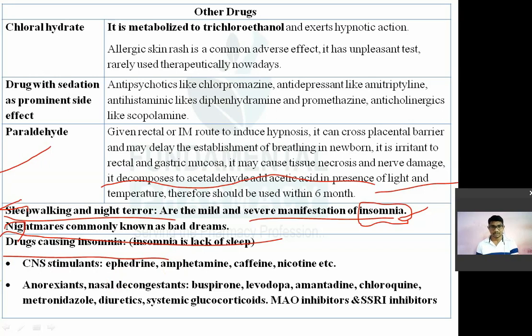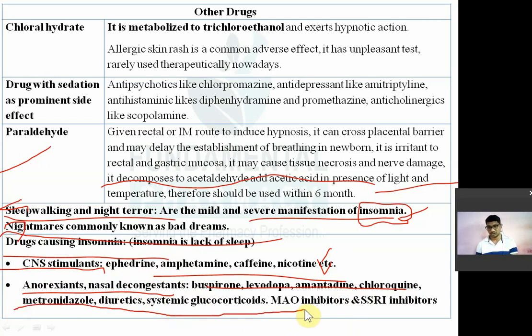So what are these? For example, CNS stimulant like ephedrine, amphetamine, caffeine, nicotine. Okay. These drugs can induce insomnia. Remember. Now analgesics, nasal decongestant. Okay, analgesics and nasal decongestant. They can also produce your insomnia. For example, buspirone, levodopa, amantadine, chloroquine, then metronidazole, then diuretic drugs, systemic glucocorticoids, MAO inhibitors, and selective serotonin reuptake inhibitors. These drugs can also produce insomnia.